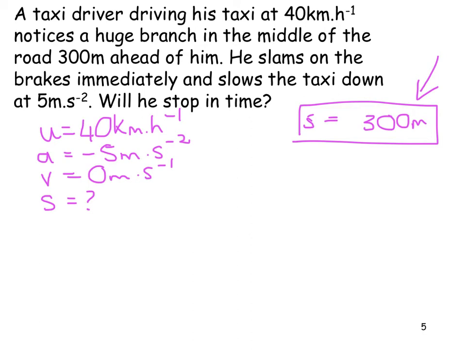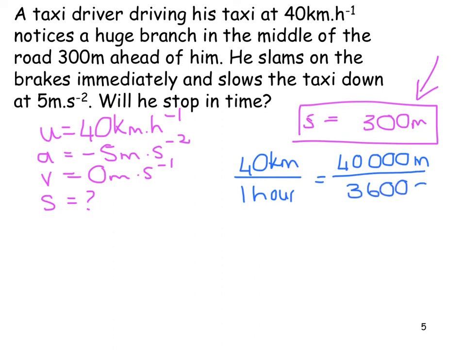So we firstly need to change that initial velocity over here into meters per second. So let's do that. We need to say 40 kilometers per 1 hour is equal to 40,000 meters per 3,600 seconds. And I land up with 11,11 meters per second. I'm looking for an equation of motion that does not include time anywhere. So the equation of motion is V squared equals U squared plus 2AS.